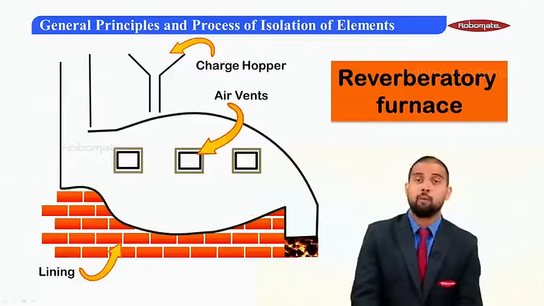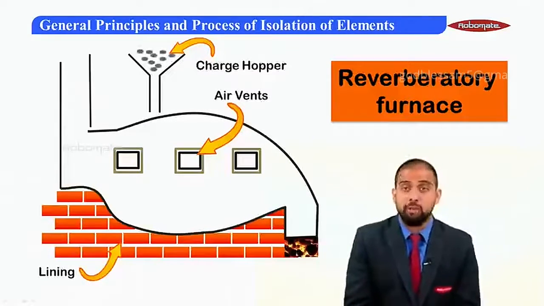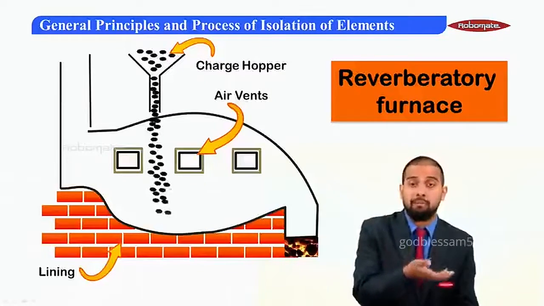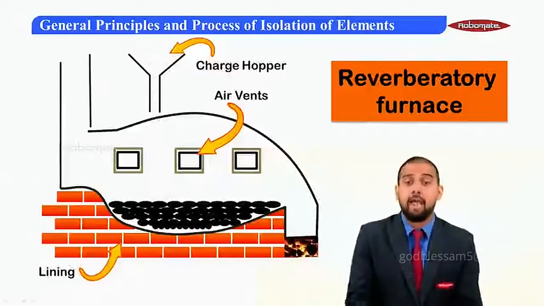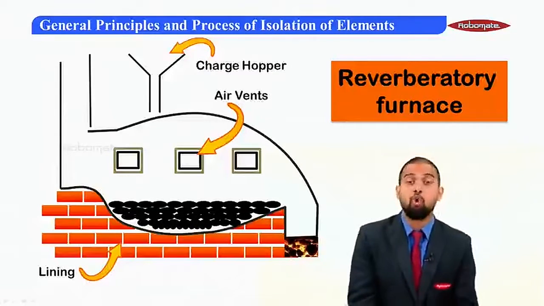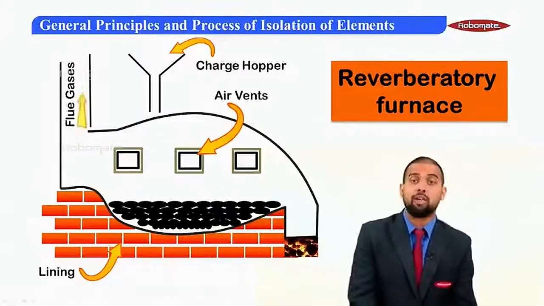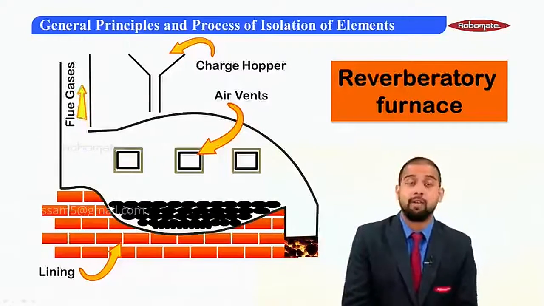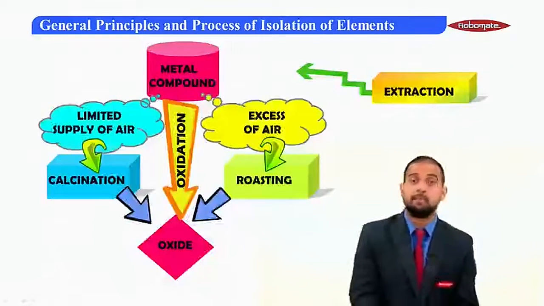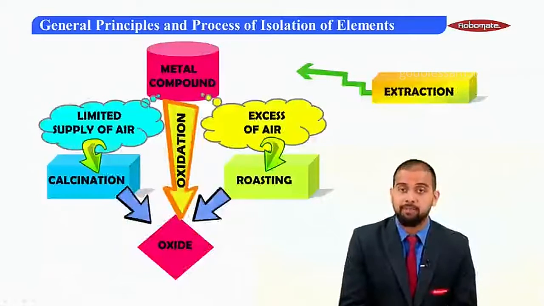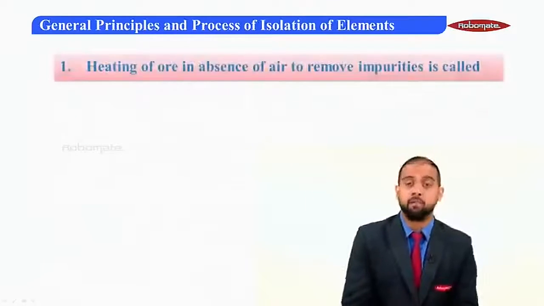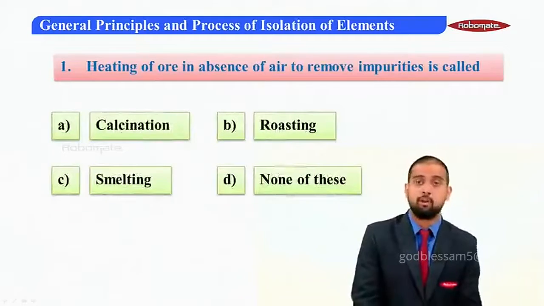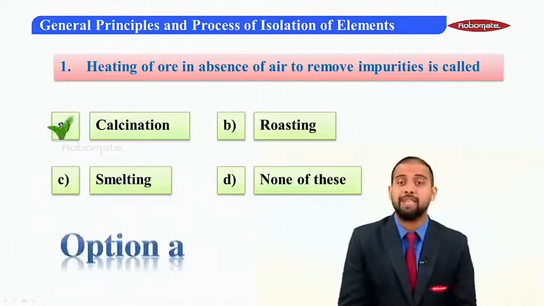First of all, we introduce the charge, the carbonate ores, from the hopper. The ore particles come and settle in the vessel, and because of the heating part of the furnace, the ore gets decomposed and the unwanted carbon dioxide gas is removed from the other end. This is exactly how the reverberatory furnace works, and this is our first step, calcination. The kind of question that can be asked here is: heating of ore in the absence of air to remove the impurities is called, and obviously the right option is calcination.